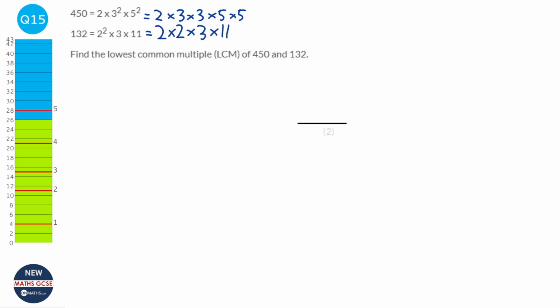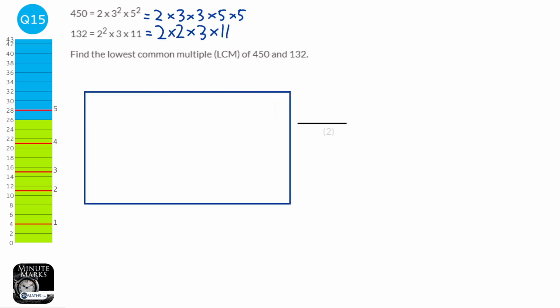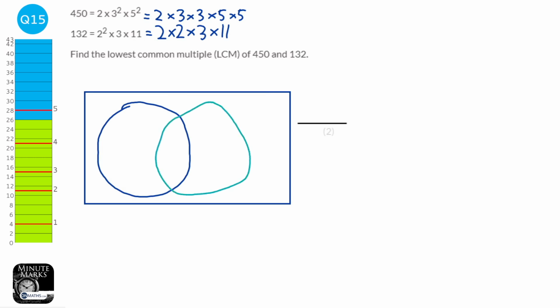Now I'm going to put these into a Venn diagram. And so I'm just going to draw out a Venn diagram and get my 2 circles, because we're going to have the 450 and the 132. So 450 is on the left hand side and 132 is on the right hand side. And we're going to start just filling out the Venn diagram. So they both have a 2 in them and they both have a 3, but 450 has a 3, a 5 and a 5.